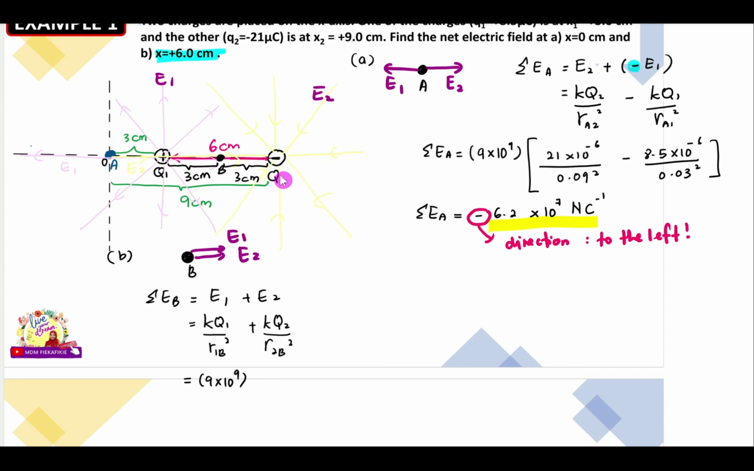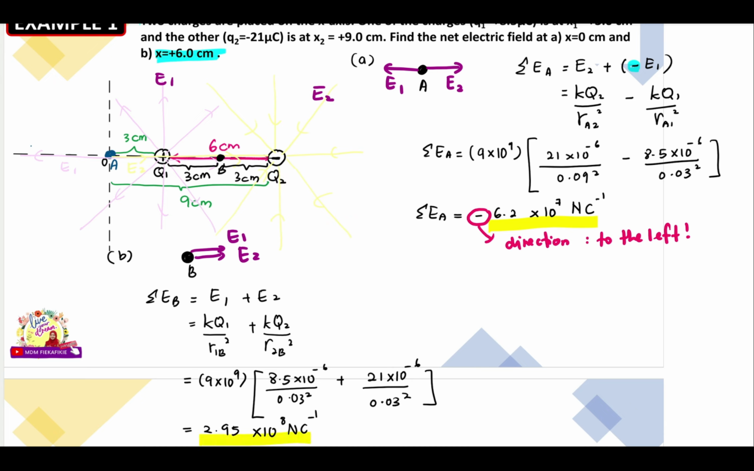Okay, so kita akan dapat sini Q1 kita adalah 8.5, over 0.03 squared, plus 21 microcoulomb, and this is also 3 cm squared, jangan tertinggal. Okay, and the final answer 2.95 times 10 power of 8 Newton per coulomb. Okay, so this is the answer.